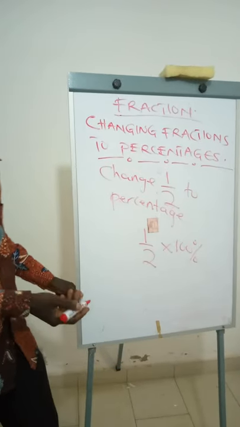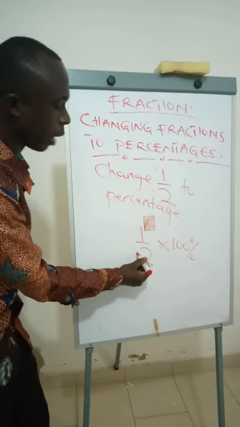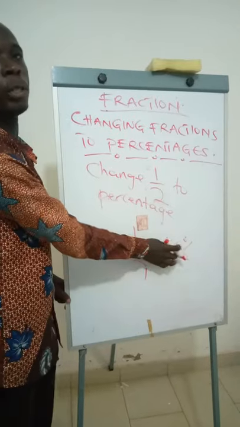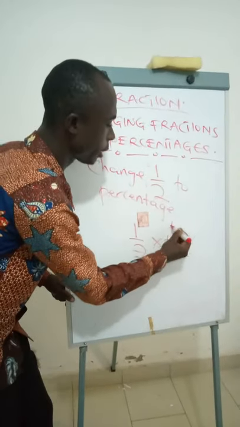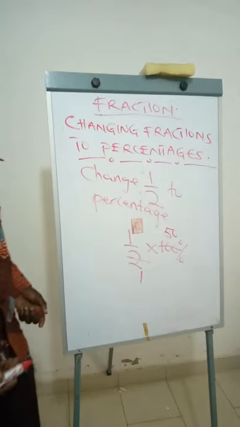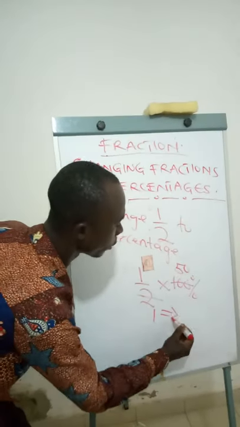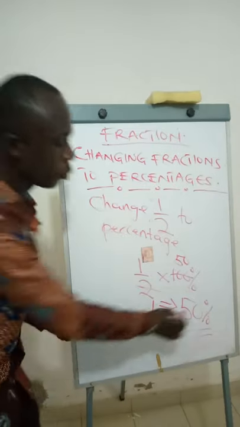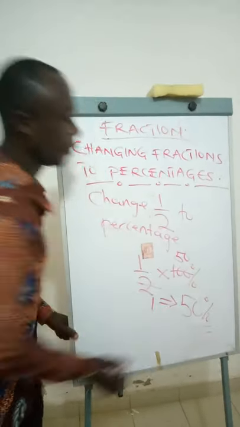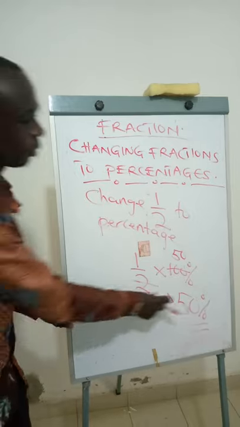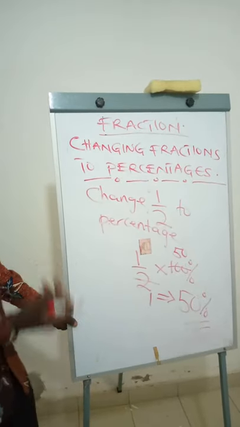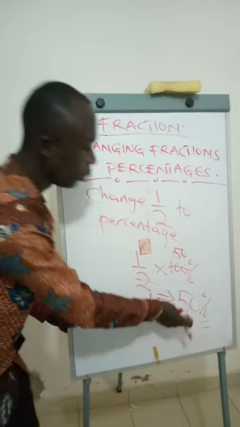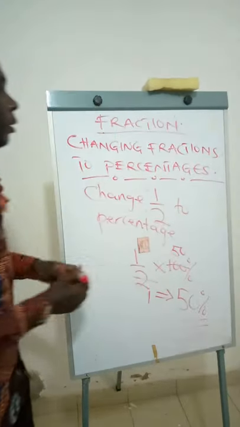And we know that if two people are going to share 100 oranges, this means each person will get what? 50. So our answer is 50%. Once you don't bring this percentage, you haven't left your answer in percentage. So you bring your 50%.